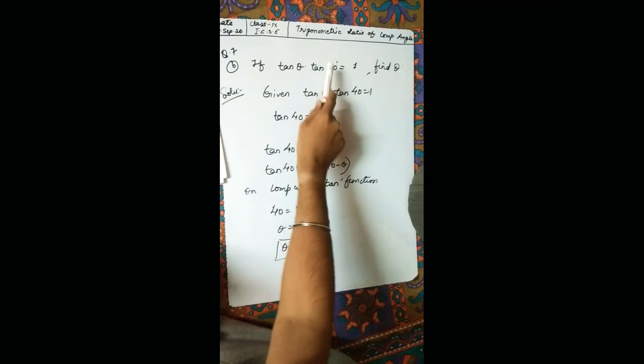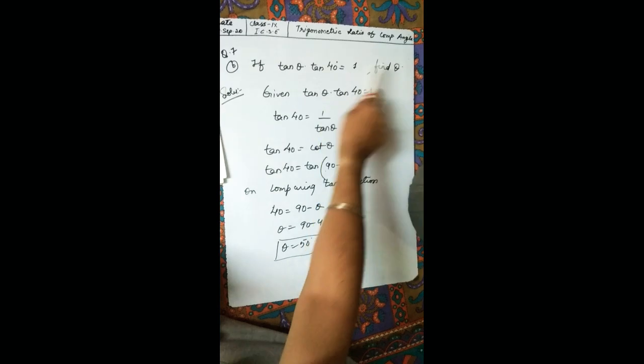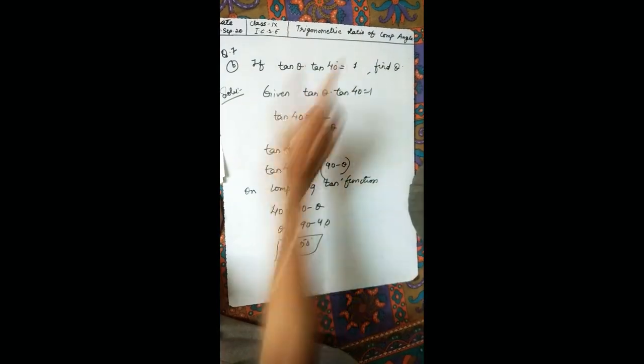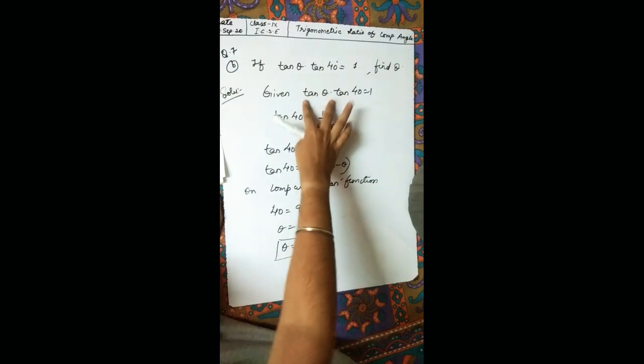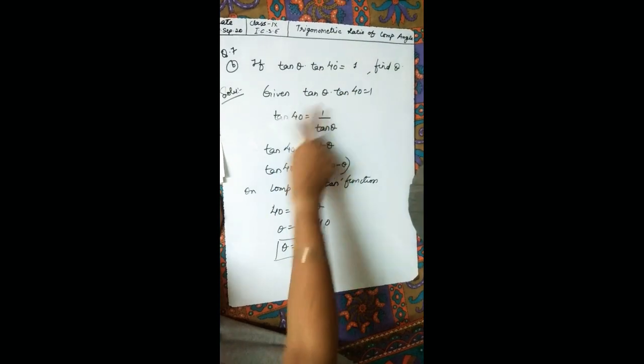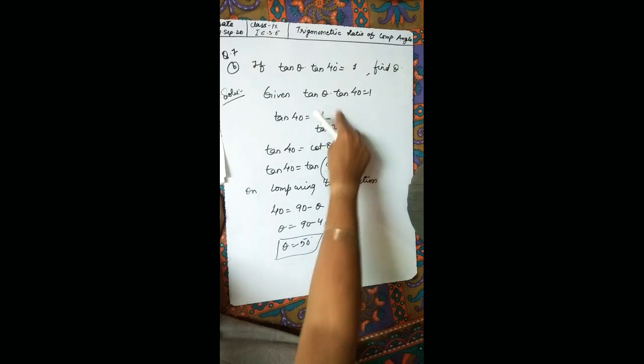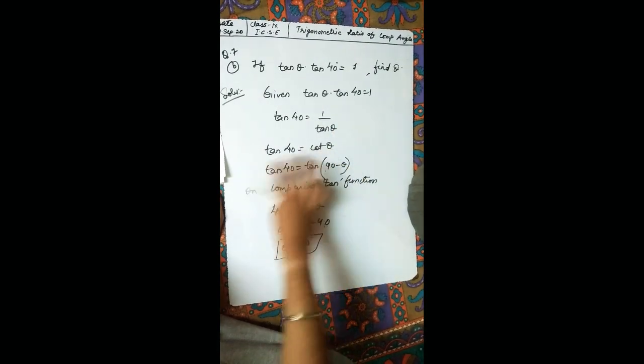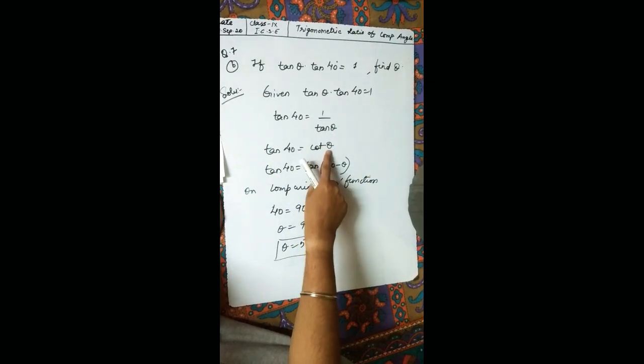Okay, let us come to question number 7 B. If tan theta into tan 40 degree is equal to 1, then find theta. This is the equation given to us. Given tan theta into tan 40 equal to 1. I'm taking this tan theta in the denominator, so tan 40 will be equal to 1 upon tan theta. 1 upon tan theta is cot theta, we can write. Okay, we got this. Now we need to find the value of theta.